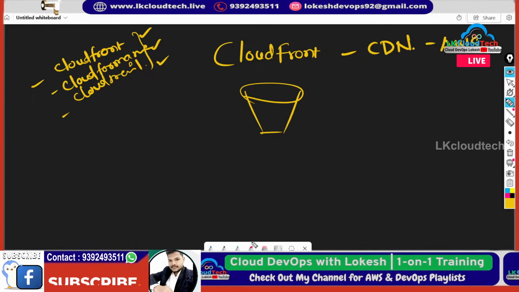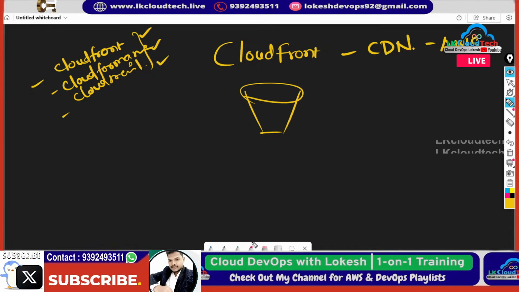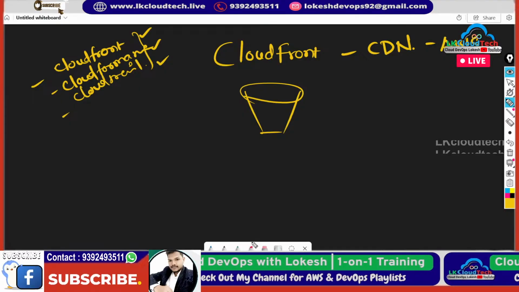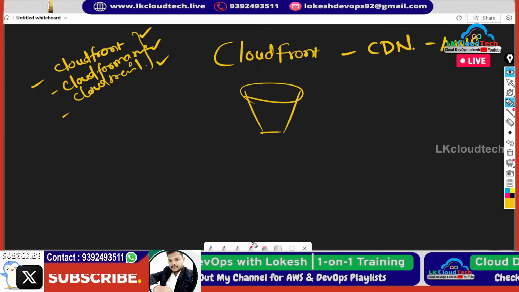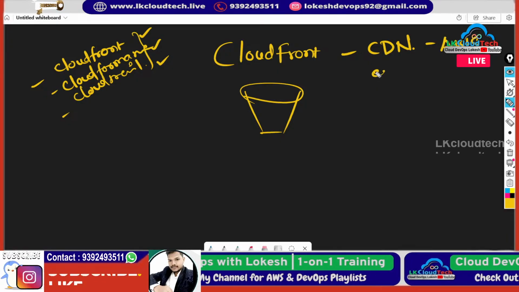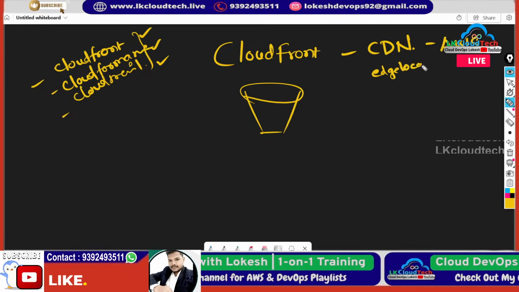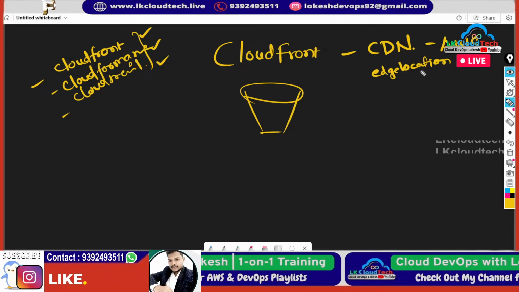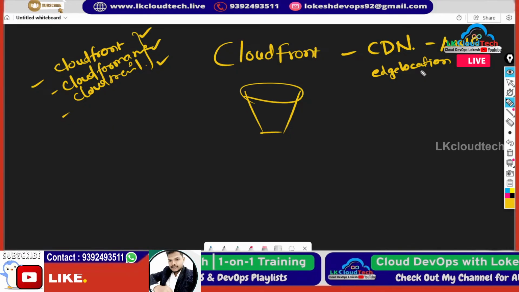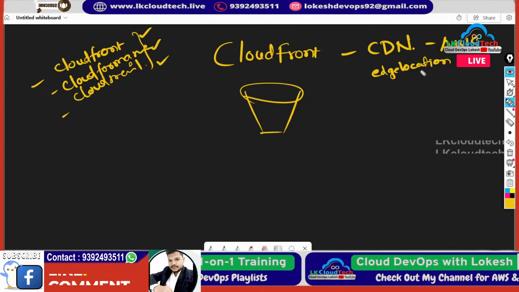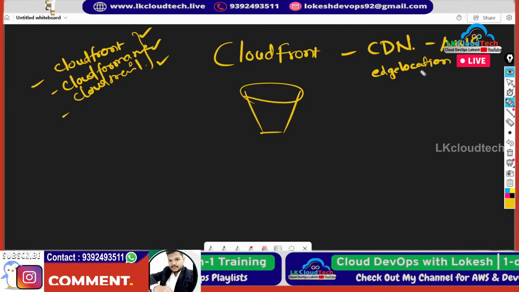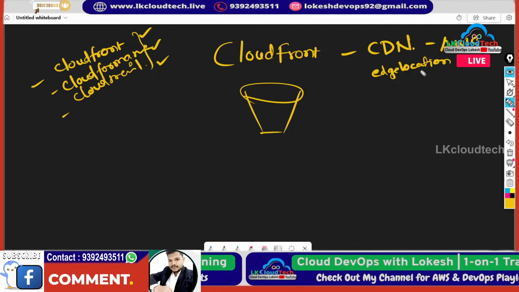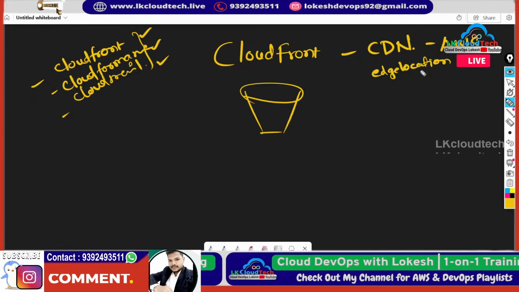Fine. Anyways, this CloudFront is the service provided by AWS. What is the main purpose? It distributes the content to users around the world through a network of edge locations, to avoid latency, and for high transfer speed and security purposes. So what is it all about?